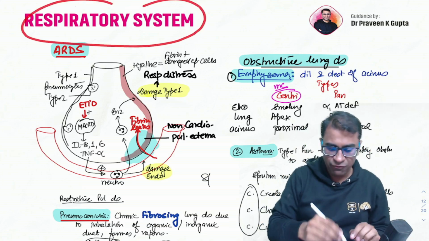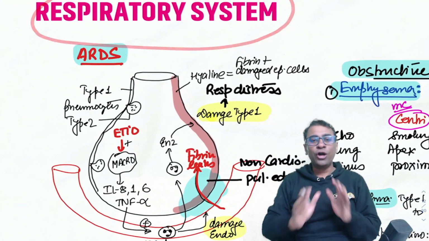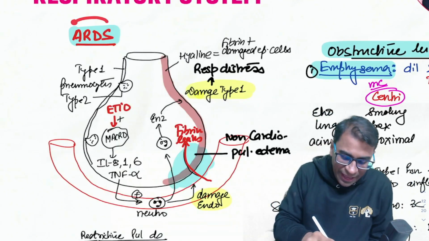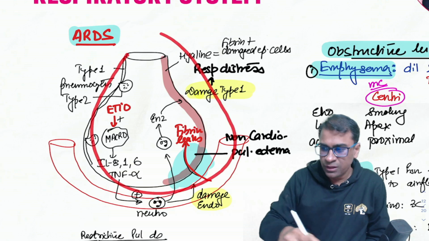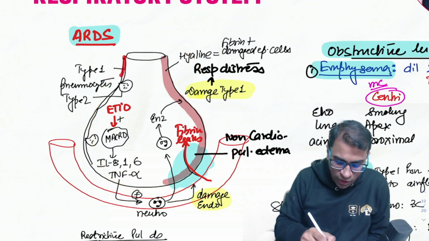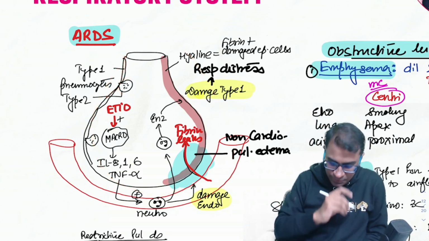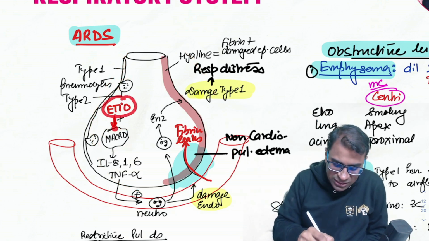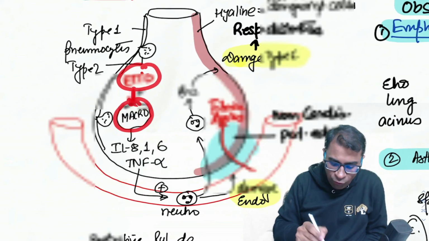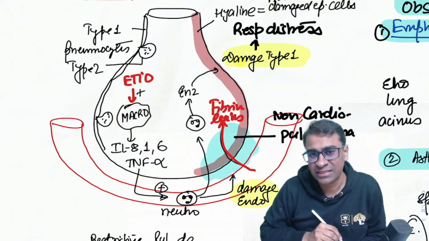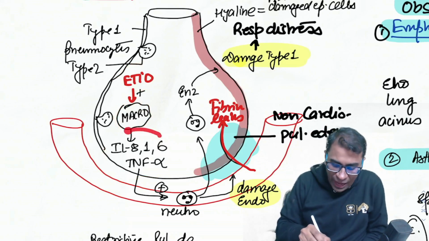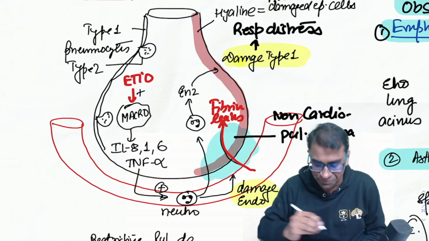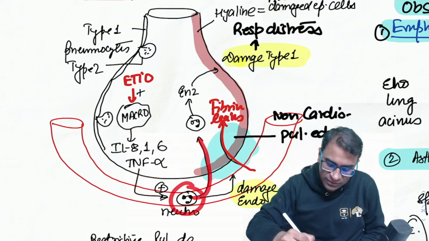रेस्पिरेटरी सिस्टम, फर्स्ट टॉपिक ARDS, हॉटेस्ट टॉपिक ऑफ नीट पीजी। ARDS में, this is an alveolus. In the alveolus there are type 1 and type 2 pneumocytes, normal side में, and here is the macrophage. Etiology will stimulate the macrophage, and macrophage will release IL-8, IL-1, IL-6 and TNF alpha. These will activate neutrophils, and neutrophils will then enter the alveolus.